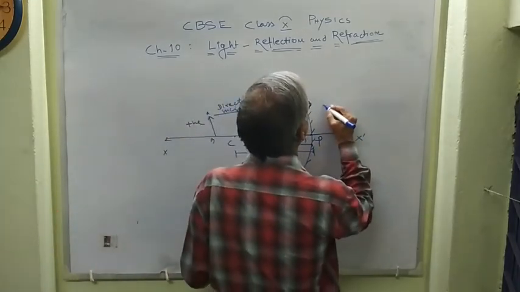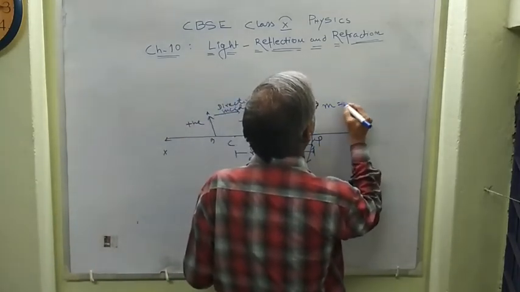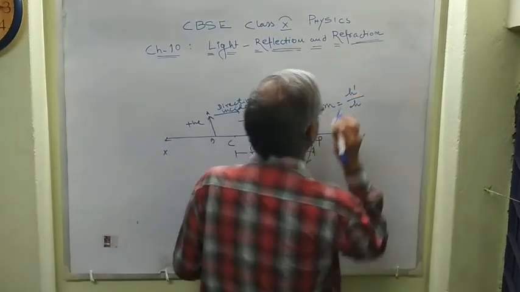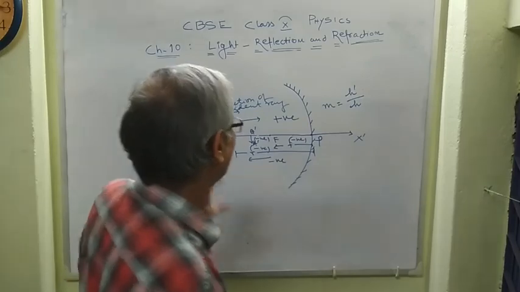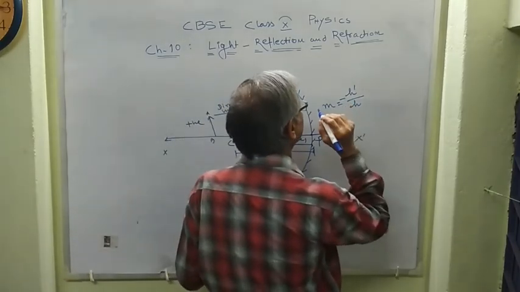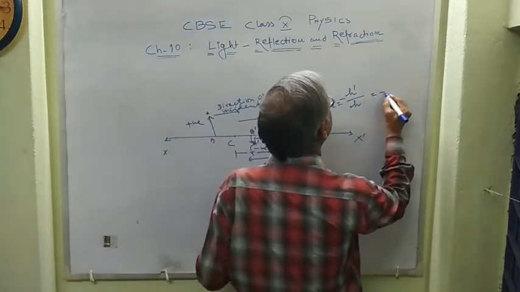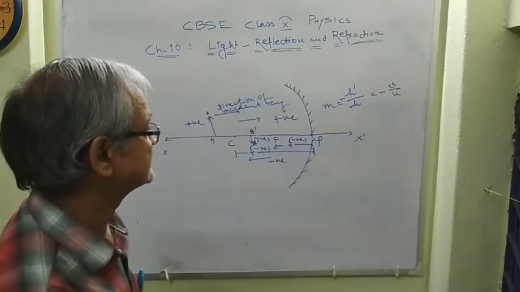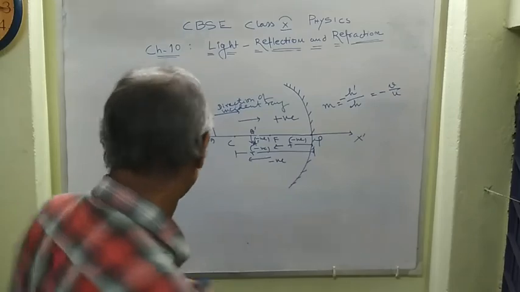What will be the magnification? Magnification is the height of the image by the height of the object, or this will be with a negative sign, the minus v upon u, that is, image distance by object distance, right?